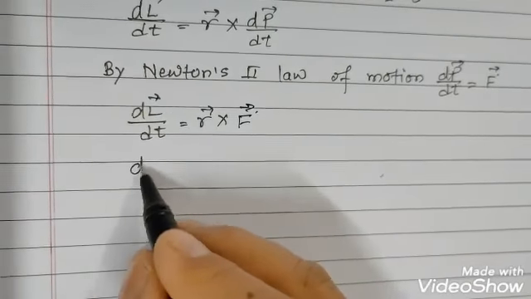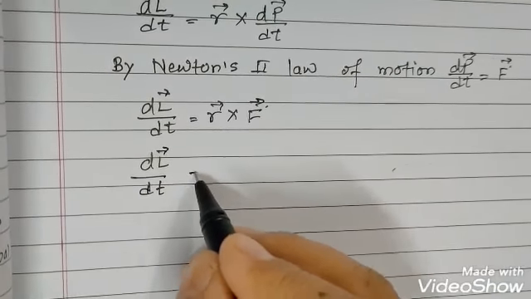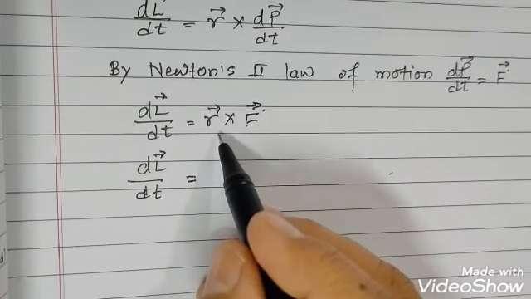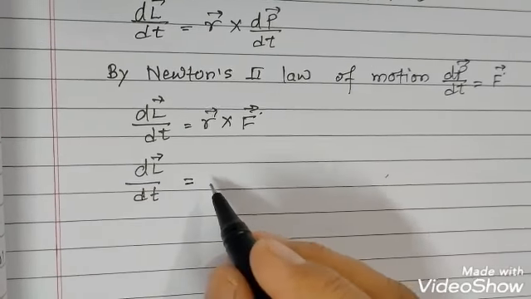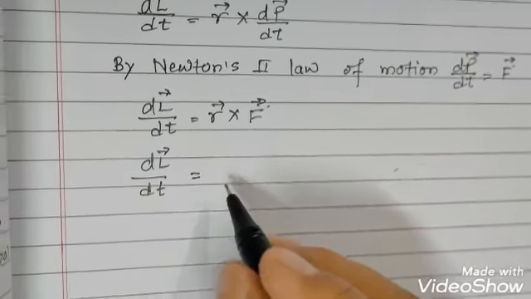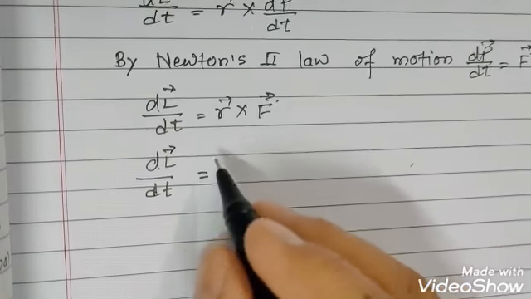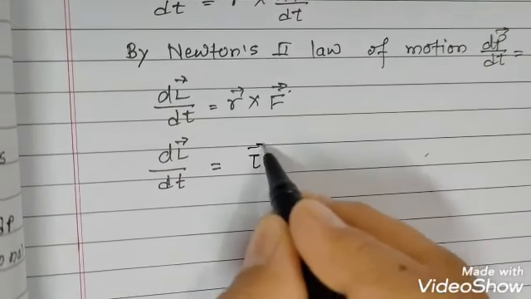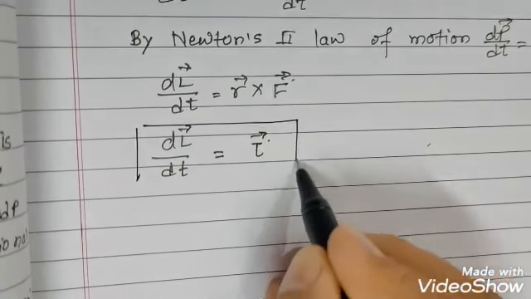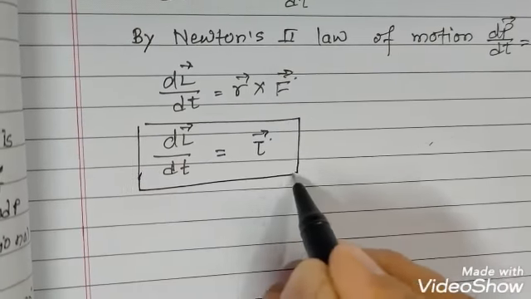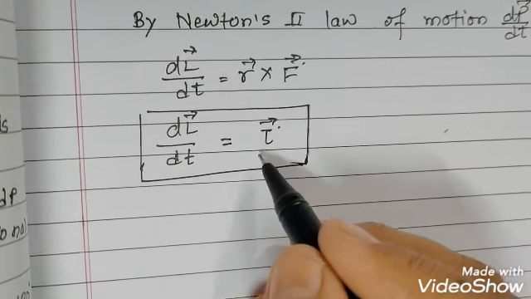So dL upon dt, the differentiation of angular momentum with respect to time, gives us the cross product of r and F, which is the new physical quantity we have already seen, tau, the torque. So we replace r cross F by tau. This relation, dL upon dt equal to tau, is the relation between the angular momentum and the torque.